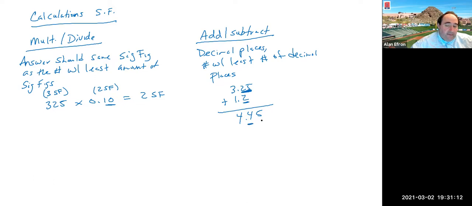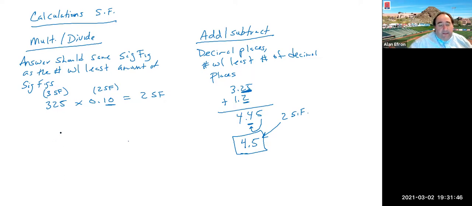That's a 5, which means we're going to round up. Normal rules apply. 5 and above, you round up. 4 and below, we just drop the numbers. We end up with 4.5, which is 1 decimal place, but 2 significant figures. So adding and subtracting, we're not looking at significant figures, but we're looking at decimal places. Multiplying, dividing, we are looking at significant figures. Any question on those two?